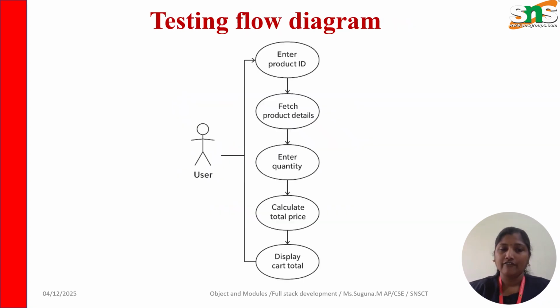Now we come to testing. Testing becomes easier because each module can be tested independently. Bugs are isolated quickly, and changes do not affect the entire application. Modular code always improves the testing efficiency. That is the power of JavaScript objects and modules.